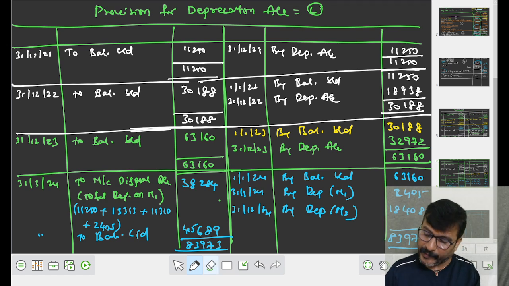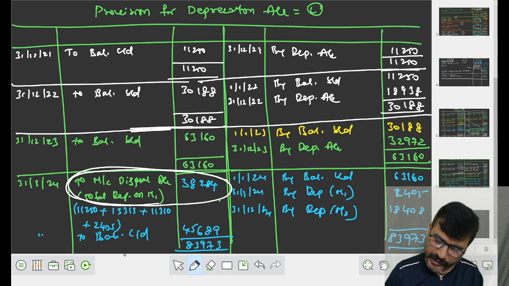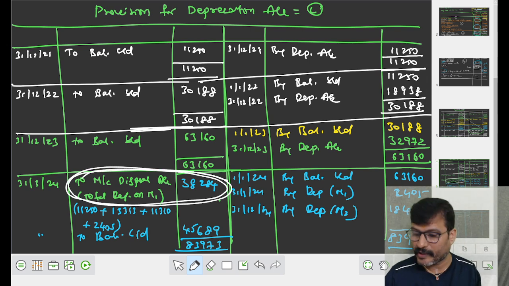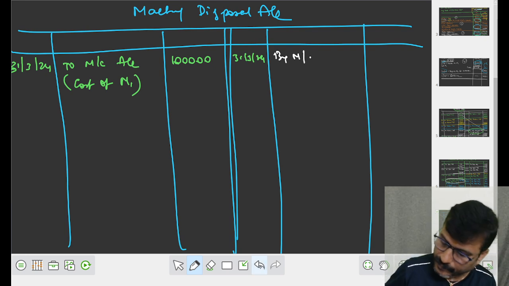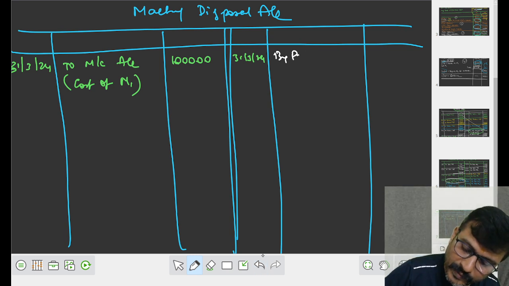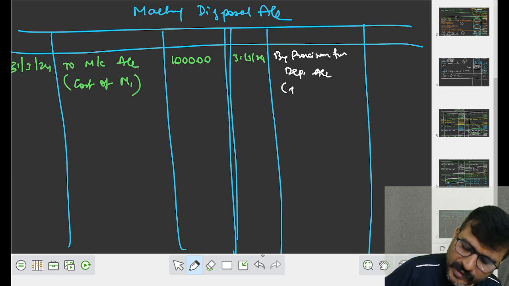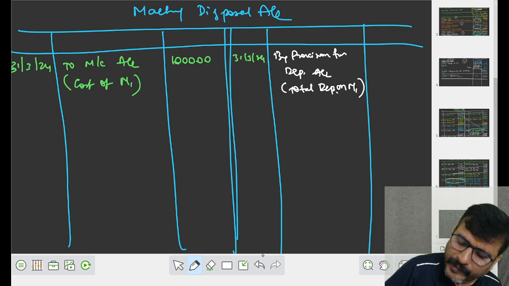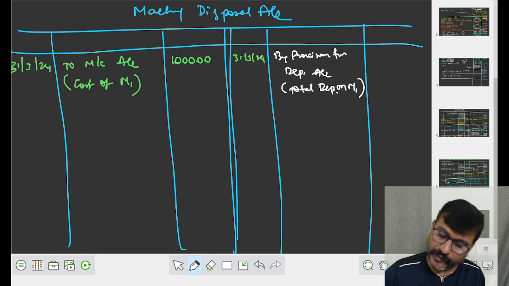In provision for depreciation, what have you written? You have written to machinery disposal. In machinery disposal, what am I supposed to write? By provision for depreciation account, total depreciation on M1. What is your total depreciation? 38,284.